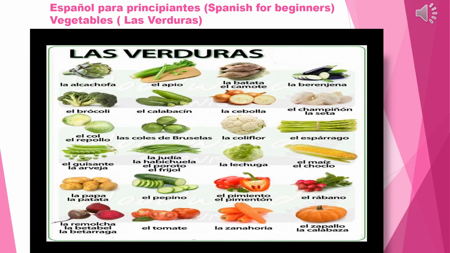Then we come to this also, la beta. So the beets.